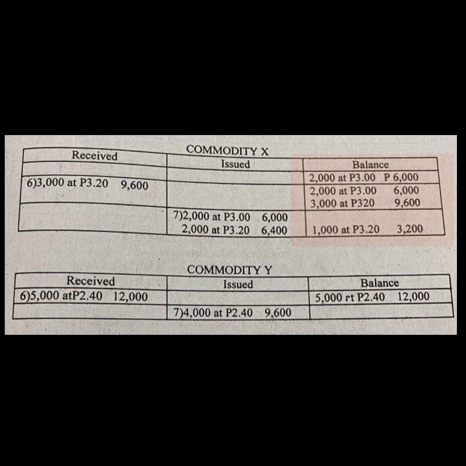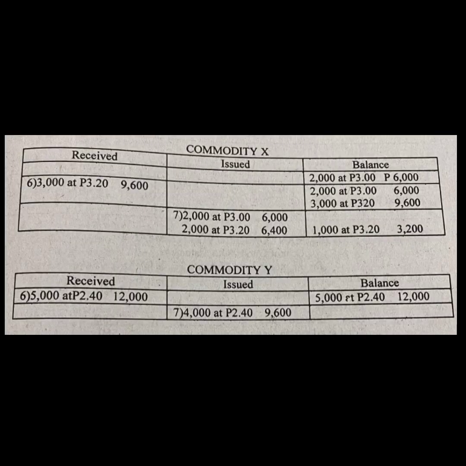For the balance column of the commodity X, we have 2,000 units at 3 pesos, so 6,000 pesos. 3,000 units at 3 pesos and 20 centavos, we have 9,600 pesos. And 1,000 units at 3 pesos and 20 centavos equals 3,200 pesos.